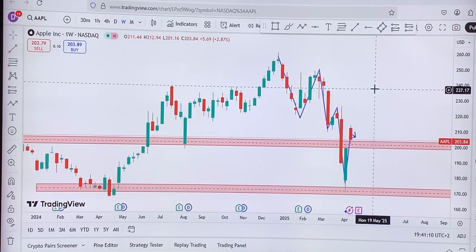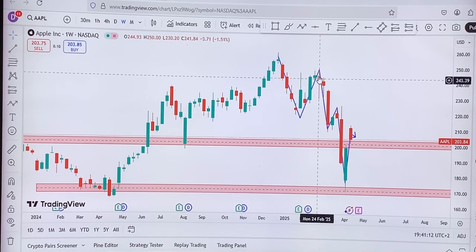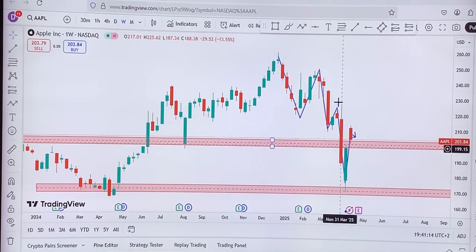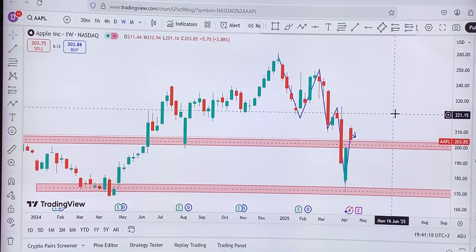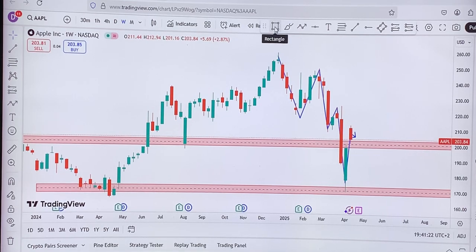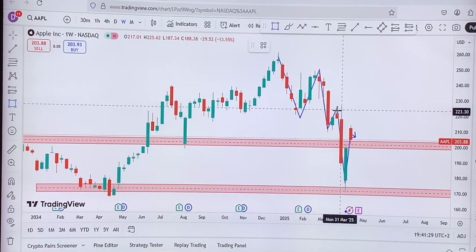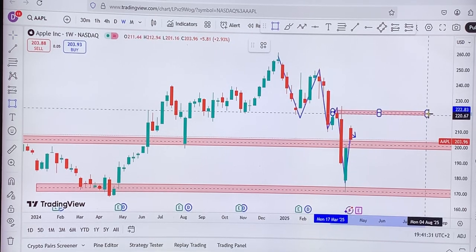So currently now what can we see? We can see high, low, lower high, lower low, lower high, lower low. Sellers are in charge of this market. Sellers are in charge on the weekly time frame. So now we spotted buyers on the monthly time frame on Aapl stock. On the weekly, bears are in charge, sellers are in charge.